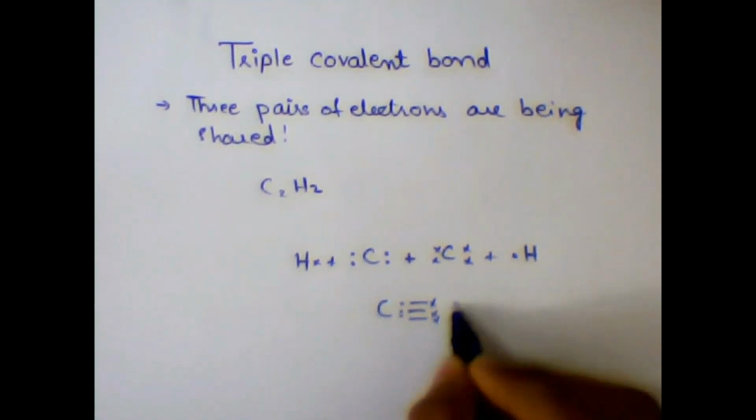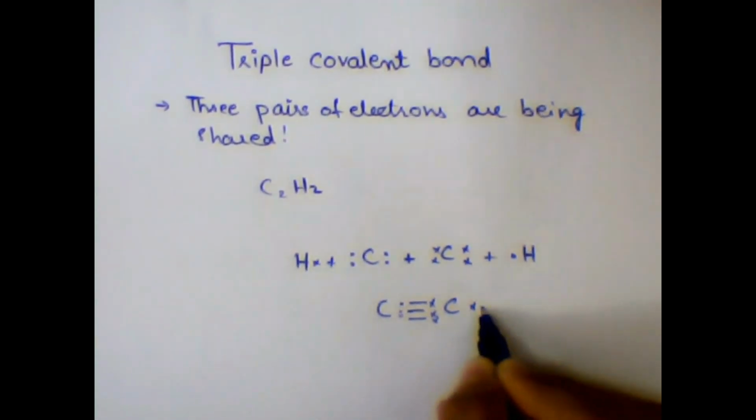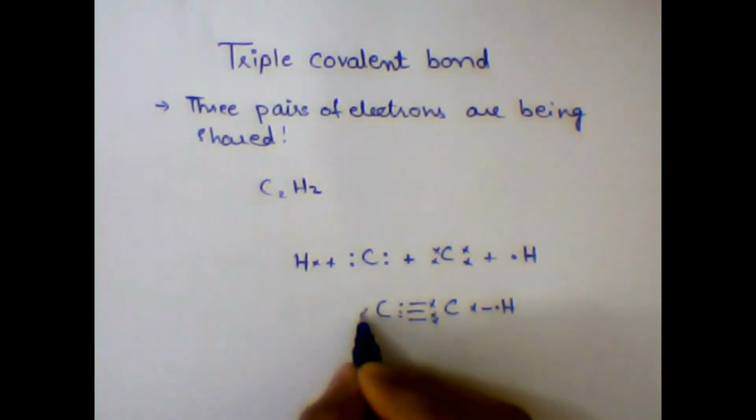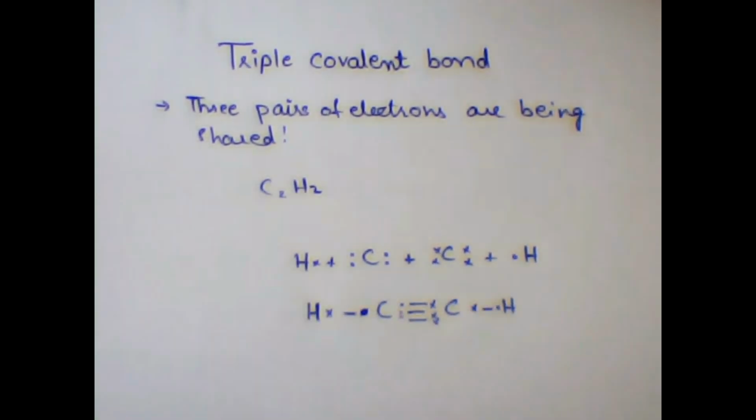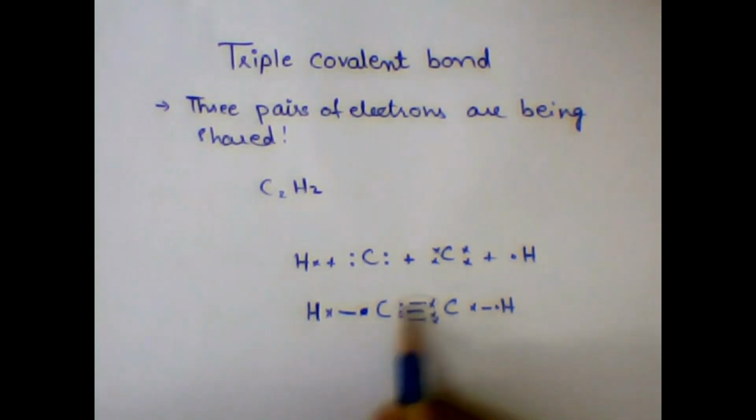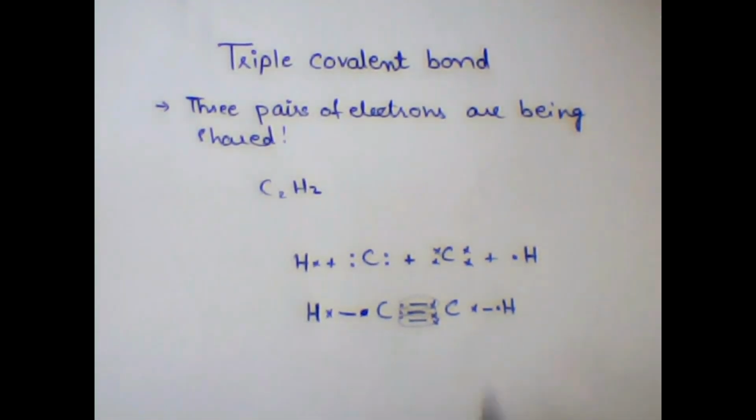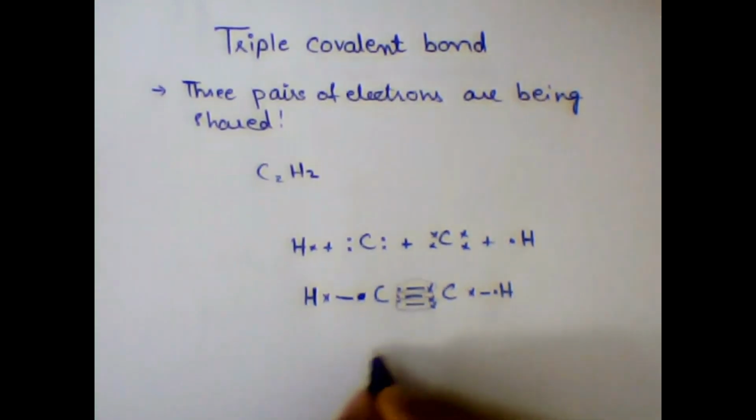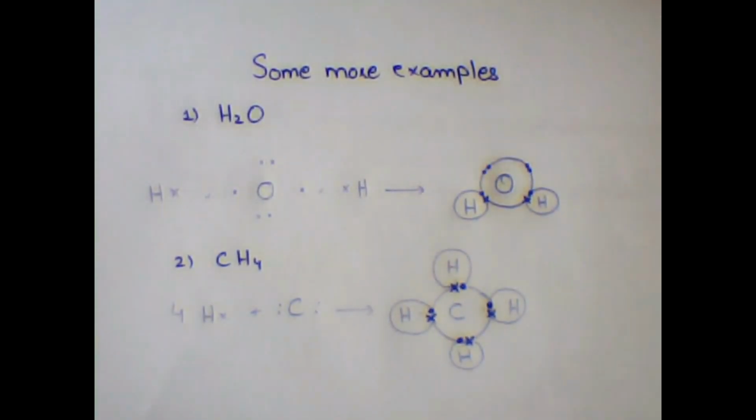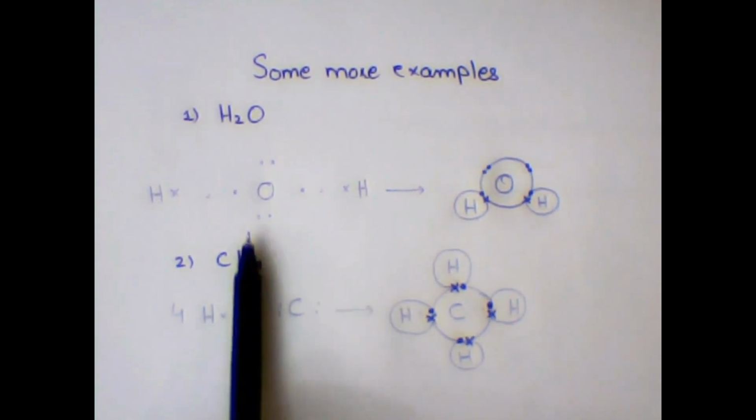between carbon-carbon and single covalent bond established between hydrogen and carbon. Now this is the triple covalent bond, 3 pairs of electrons being shared, and triple covalent bond is represented by 3 straight lines. Now here are some more examples of covalent bond: water molecule and methane molecule. This is situation before bond and this is situation after bond.